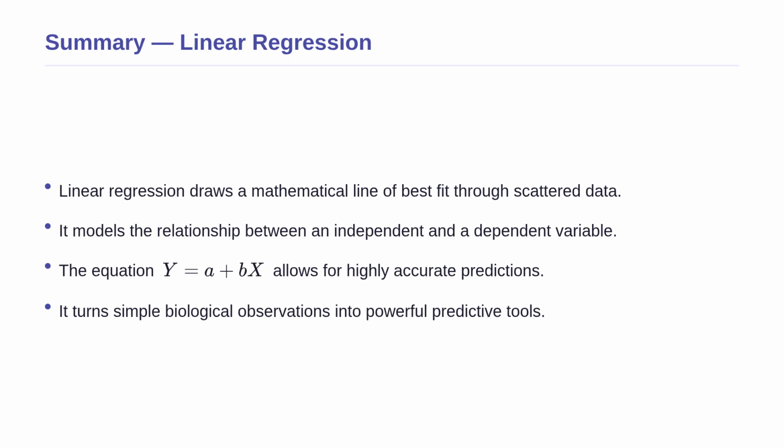We have covered a lot of ground today, so let us summarize the key takeaways. First, linear regression is a powerful statistical tool that draws a mathematical line of best fit through scattered data points. Second, by calculating the slope and the y-intercept, we create an equation that models the exact relationship between an independent predictor and a dependent outcome. Finally, this simple equation, y equals a plus b times x, allows scientists and doctors to move beyond simple observation and make highly accurate, data-driven predictions about the real world.